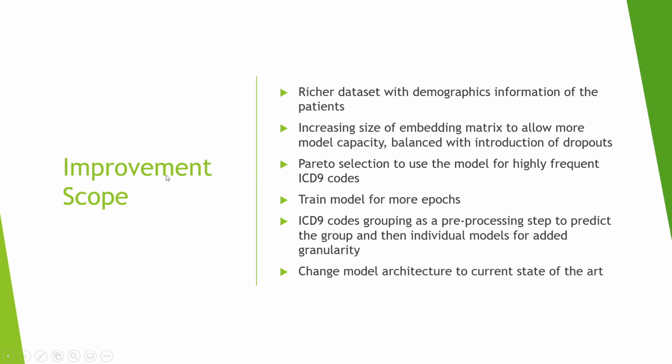For the improvement scope for next time, we need a richer dataset with demographic information of the patient to predict the ICD-9 code better. We may increase the size of the embedding matrix to allow more model capacity. We may use Pareto selection to use the model for highly frequent ICD-9 codes. Train the model for more epochs, since we had 10 epochs in this case, and we probably need more than 10 epochs sometimes. We may use ICD-9 code grouping as a pre-processing step to predict the group and then use individual models for added granularity. We may also change the model architecture to the current state of the art.